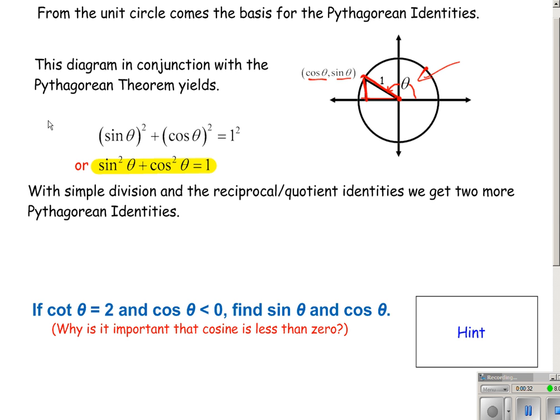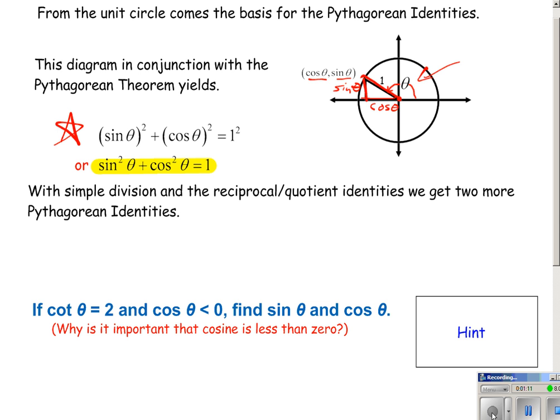Well, that means that the length of the horizontal side is the cosine of theta, and the other side is the sine of theta. So from that, we can find the length of the hypotenuse. But because this is the unit circle, we know the length of the hypotenuse is 1. So that gives us the first of the Pythagorean identities, that sine squared of theta plus cosine squared of theta equals 1 squared, or 1.